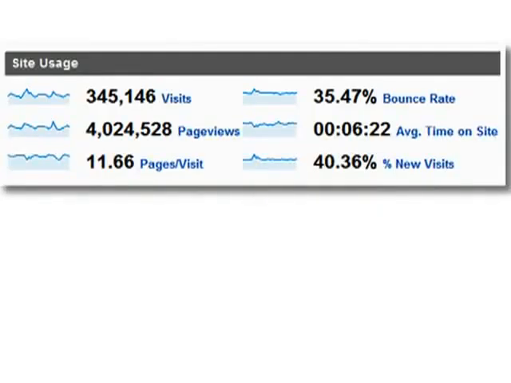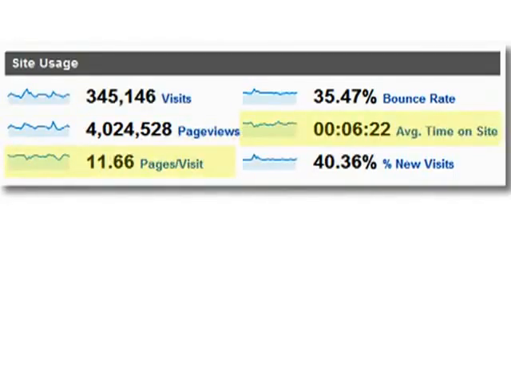Let's look at these same metrics for another site. 345,000 visits is a lot of visits to have in a month. To get some context, it would probably be best to trend that data over time and see if it's going up or down. We'll do that in a minute.